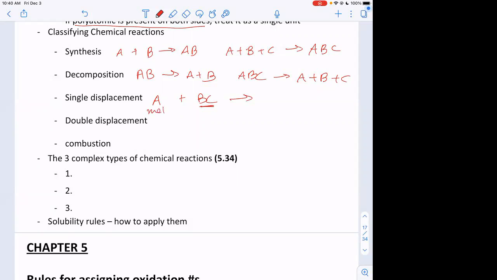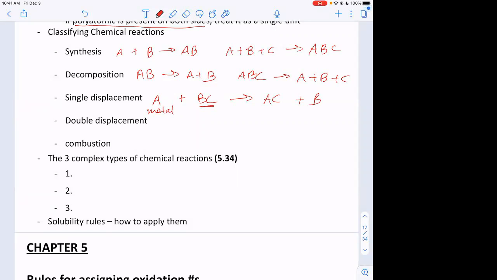So if it's a metal, we'll just write like this. You would get AC plus B would be by itself. That one's if it's a metal. If it's a non-metal, it would replace C, and you would get BA with C by itself.